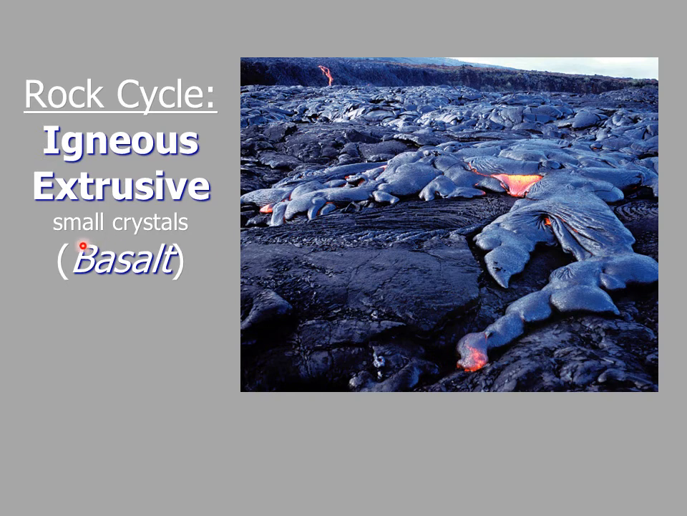Basalt is a great example of igneous extrusive. It's made up of crystals, but the crystals are going to be small because this magma cools quickly on the surface and doesn't have a whole lot of time to grow. So you have small crystals, igneous extrusive.